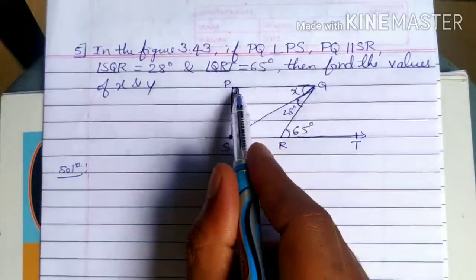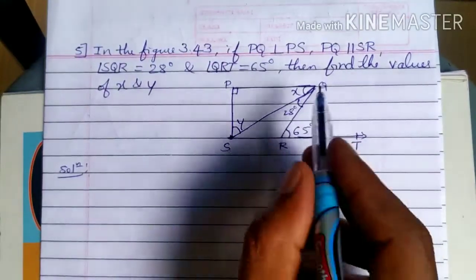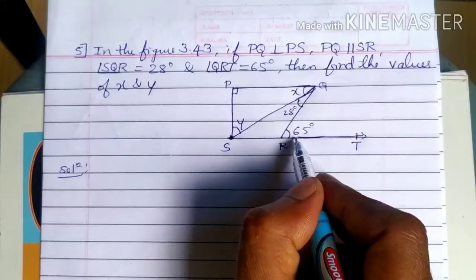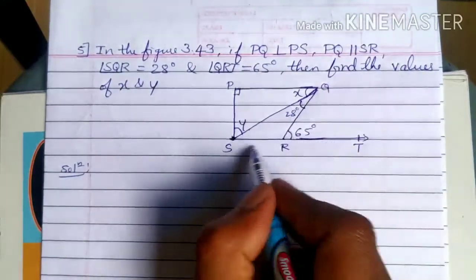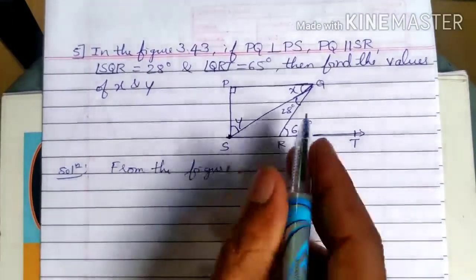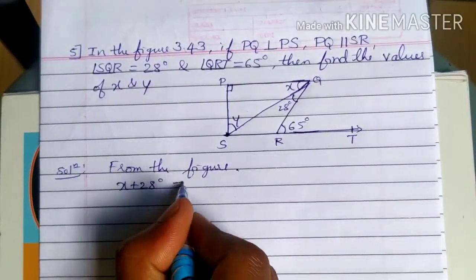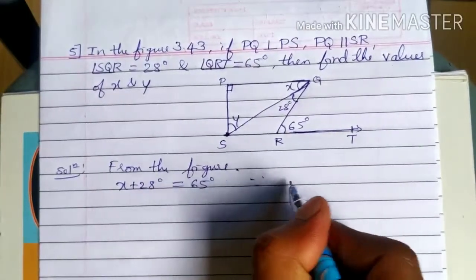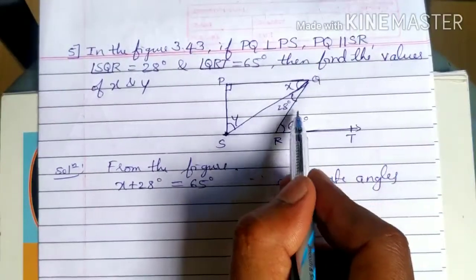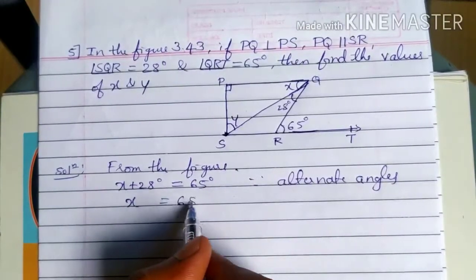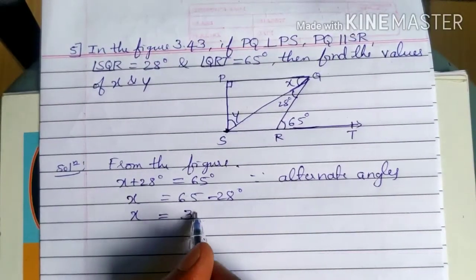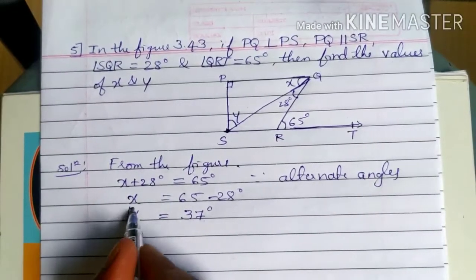Now when you see the figure, PQ is parallel to SR, or ST, so these two angles, 65 degrees and X plus 28, are alternate angles. Alternate angles are equal when two lines are parallel. So from the figure, X plus 28 degrees is equal to 65 degrees, because they are alternate angles. So X is equal to 65 minus 28 degrees. X is equal to 37 degrees. Okay, that is the X value.